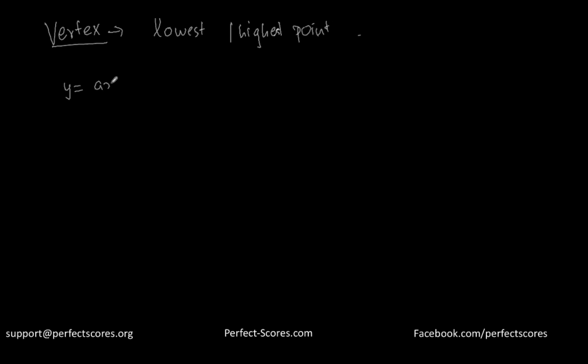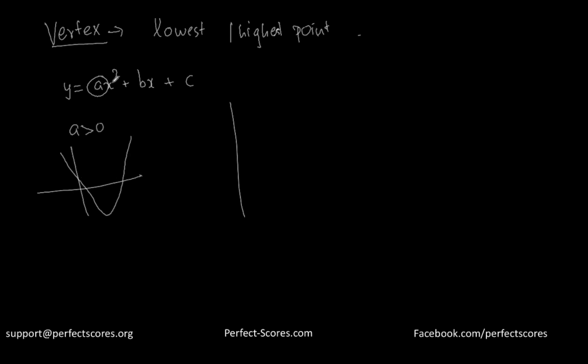Let's suppose the quadratic equation is of this form. If this number a is positive, then the quadratic equation is going to be of this kind. And if this number a is negative, then the quadratic equation is going to be of this kind. So this is how the quadratic equation behaves. Now this one is going to have a lowest point and this one is going to have a highest point, and both these points are known as the vertex of the quadratic equation.